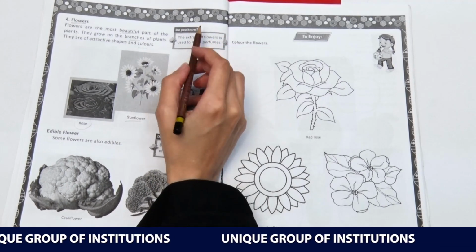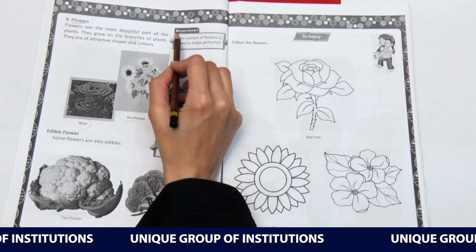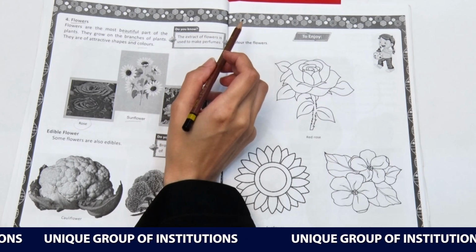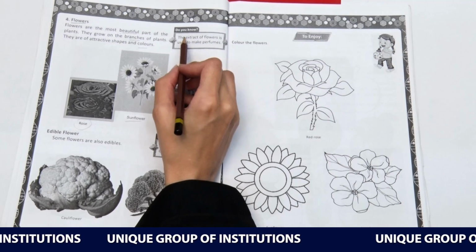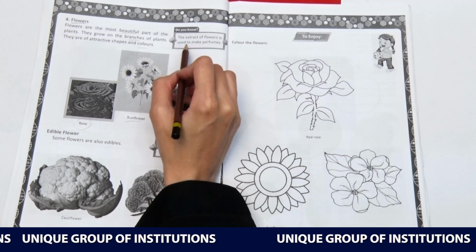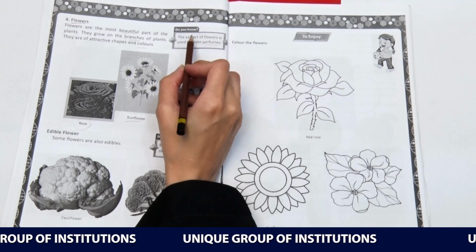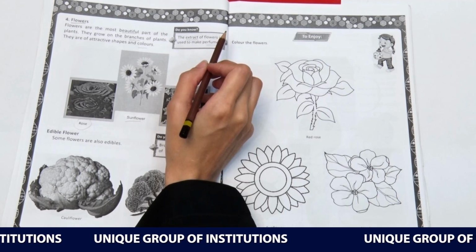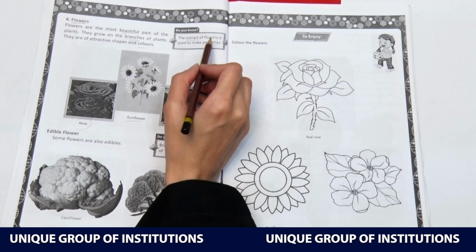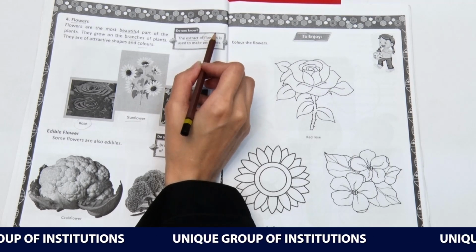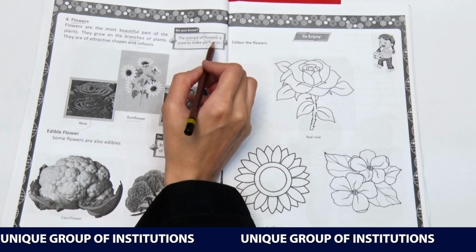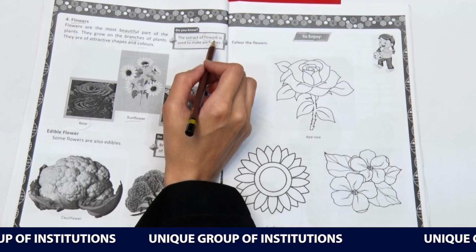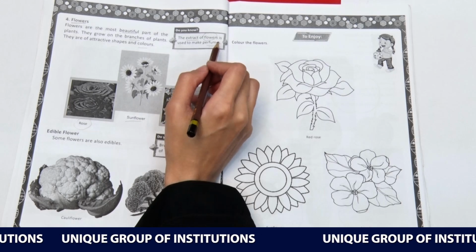Now just moving to the "Do you know" part, on the very right side of the page, the extract of flowers is used to make perfumes. Now what is this extract? Through different processes, they get the very fragrance of the flowers in liquid form, and that liquid fragrance of flowers is used to make the perfumes.